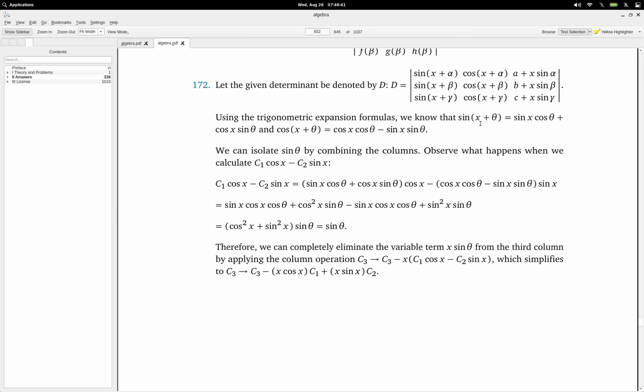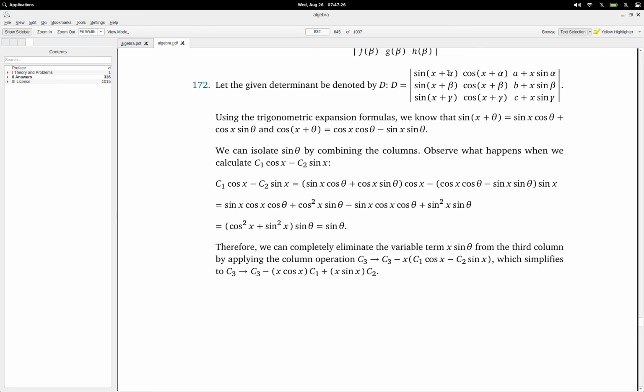Now from the trigonometry formula, we know that sin(x + theta) is equal to sin x cos theta plus cos x sin theta, and cos(x + theta) is equal to cos x cos theta minus sin x sin theta. Now, if you perform C1 cos x minus C2 sin x, it will become sin x cos theta cos square x sin theta, sin x cos x cos theta sin square x sin theta. Now these two terms will cancel, first and third, and in the second and fourth we can take sin theta common, and it will become cos square x plus sin square x times sin theta. That is, the final value would be sin theta.